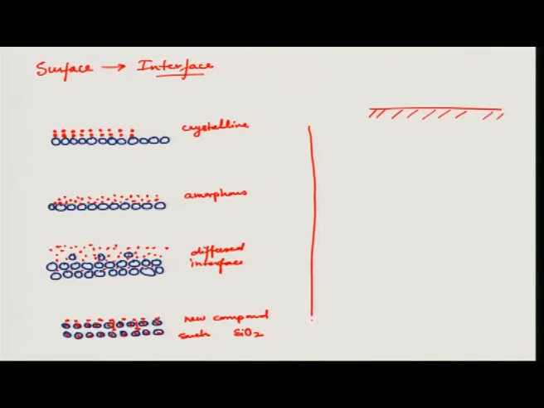Along with these interfaces, you might have interface defects. Various kinds of interface defects might be present. It could be missing atoms. If it is a perfectly crystalline arrangement, then you can have some atoms missing in between, or you can have extra atoms which are just there. Okay. You can still have some dangling bonds at the interface.